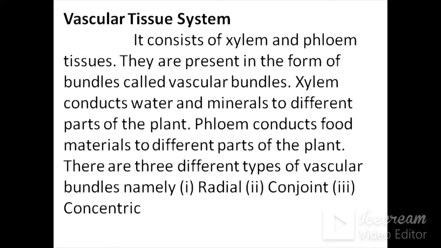They are present in the form of bundles. That is called a vascular bundle. What is the function of xylem? Xylem conducts water and minerals to different parts of the plant. Phloem conducts food materials to different parts of the plant. There are three different types of vascular bundle. They are radial vascular bundle, conjoined vascular bundle and concentric vascular bundle.